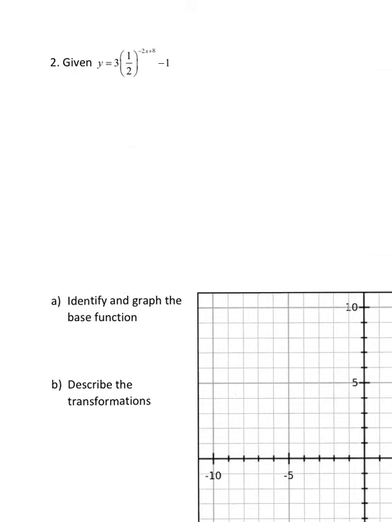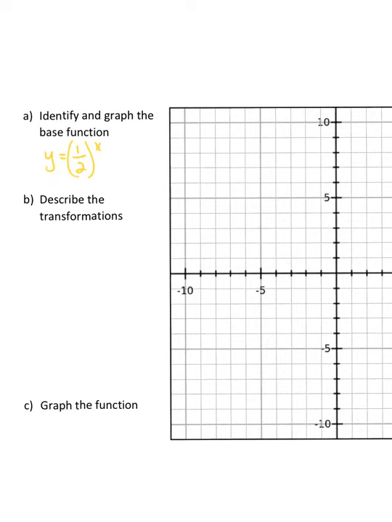In the second example, we see that the base is 1/2. That is where the exponent is. So I will say that the base of the function is (1/2) to the x. So this 1/2 is not a transformation. It's just going to tell me what my original function looks like. And because my base is less than 1, I have a decreasing function.